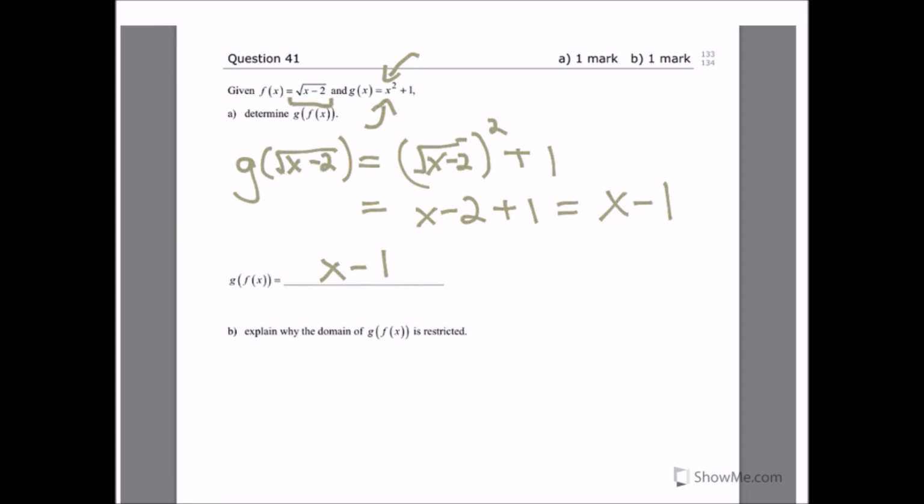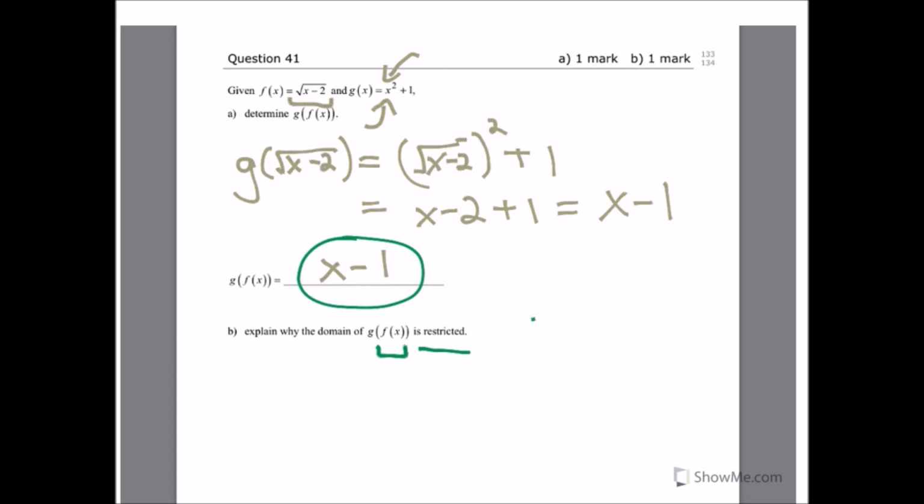Explain why the domain of g of f of x is restricted. Okay, so that's a good question. It looks like it's x minus 1, so it shouldn't really be restricted. However, we know that we're actually using f of x inside, right? So the domain of g of f of x is actually restricted by whatever the range of f of x is.